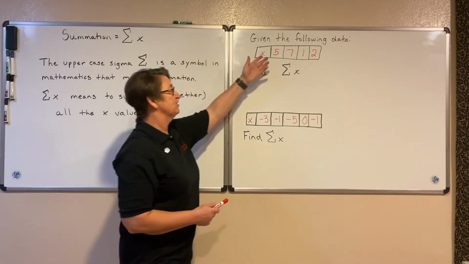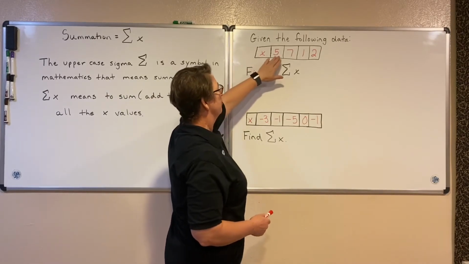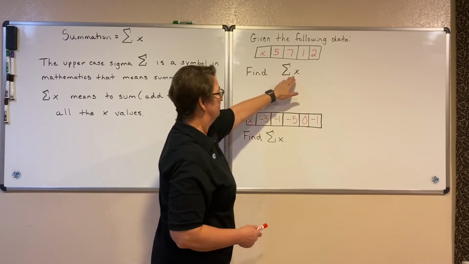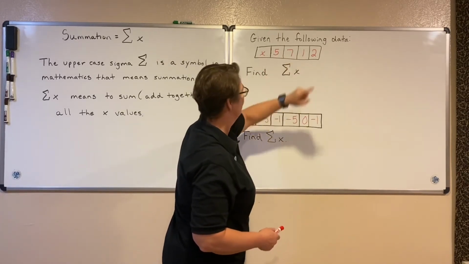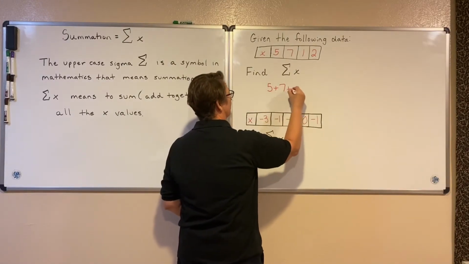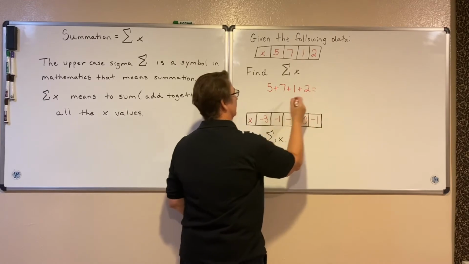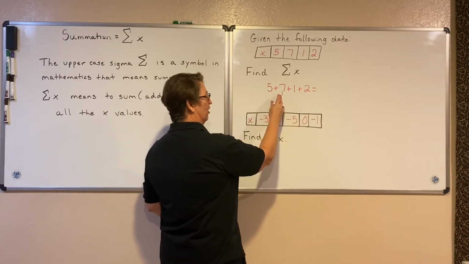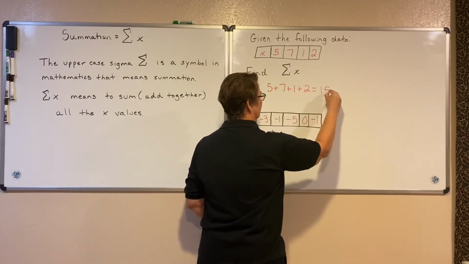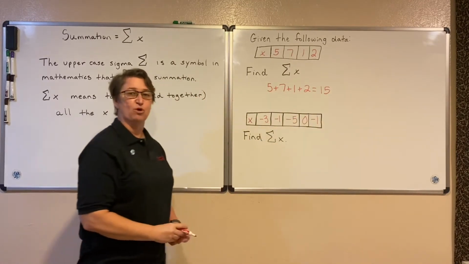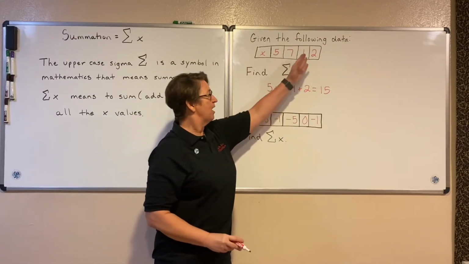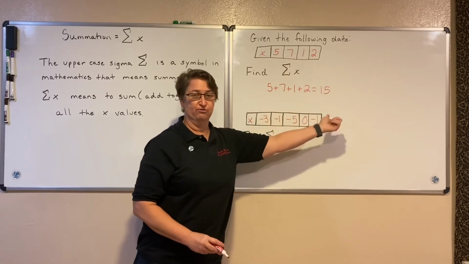So here we've been given some data. Our x values are 5, 7, 1, and 2. And now we're just going to simply add those values. So I'm just going to take 5 plus 7 plus 1 plus 2. So 5 plus 7 is 12, plus 1 is 13, plus 2 is 15. Notice all the signs were the same, so I'm just adding them together. So to sum all of my data is just equal to 15.